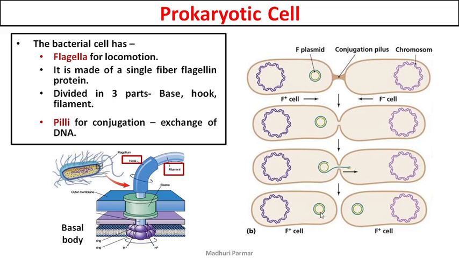Horizontal because you are giving the DNA to the same generation. If you give it to the next generation, it is the normal gene transfer, vertical gene transfer from one generation to the next. However, if you give it to your same generation, it is called horizontal gene transfer, or in this case, conjugation.